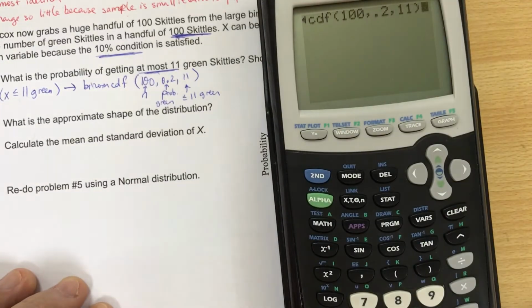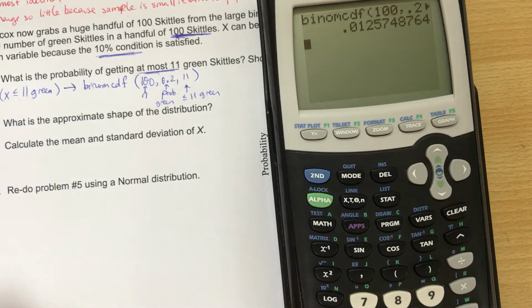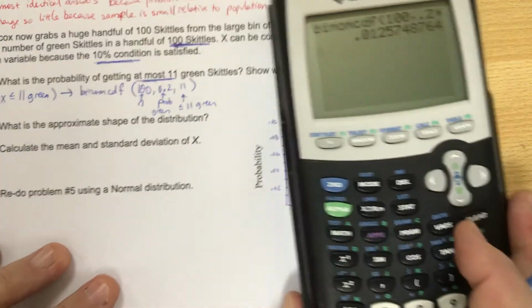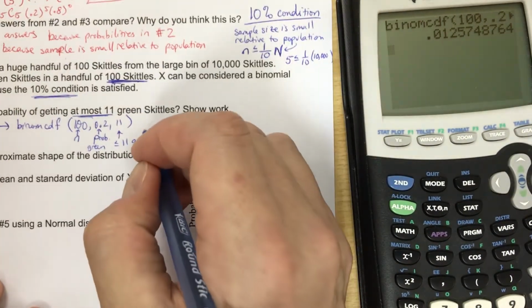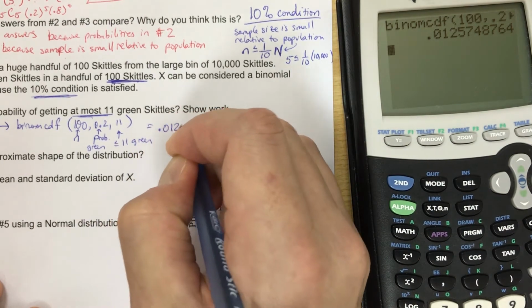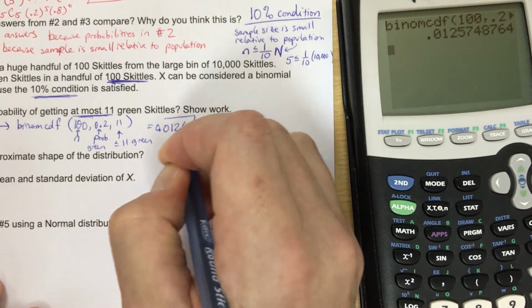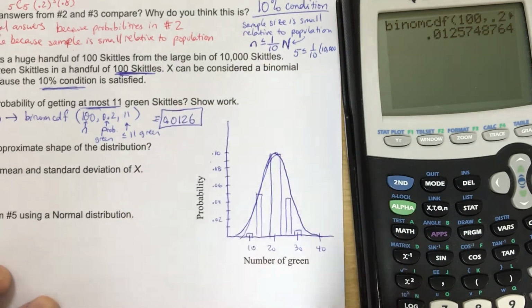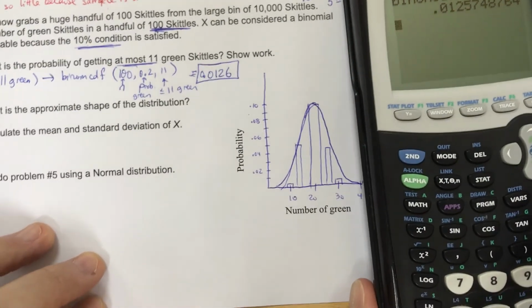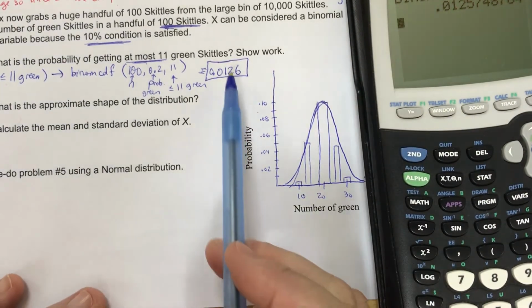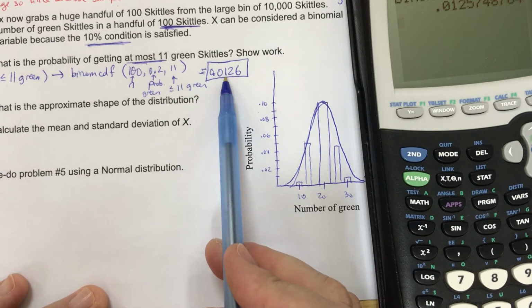And if we calculate it, we get 0.0126. So the probability that we get less than or equal to 11 Skittles is going to be fairly low. Basically, it's about 1%.